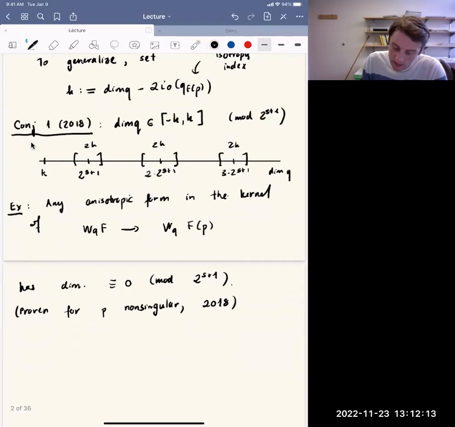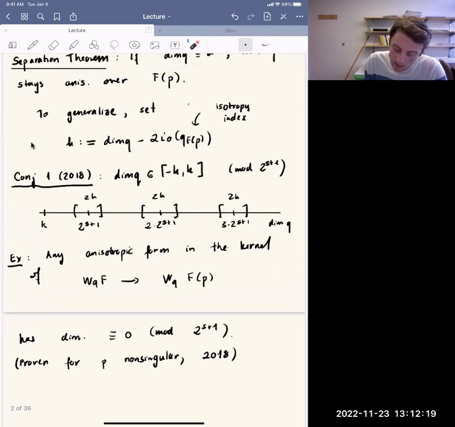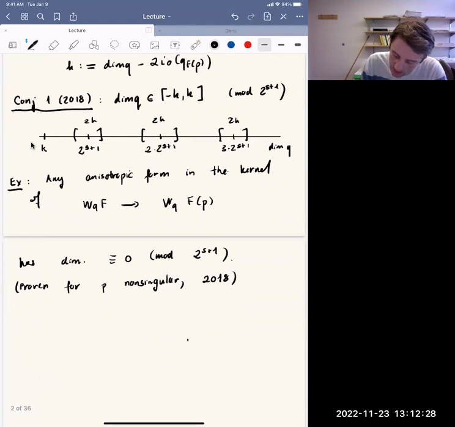Now, what I'll say, maybe come back to this at the end of the talk, is that if we assume that Q and P are non-singular, then this conjecture is proven in a lot of cases. So for example, to prove this result, it's sufficient to assume that K is at most 2 to the S, or in fact strictly less than 2 to the S, because otherwise the intervals that I've drawn here simply overlap each other and the statement becomes empty.